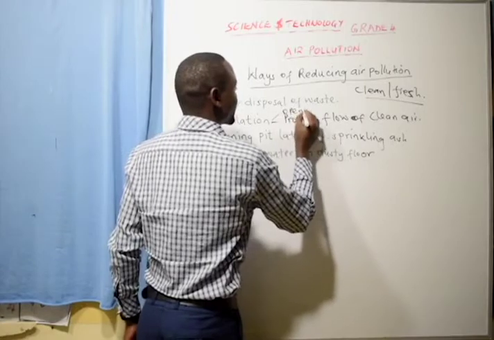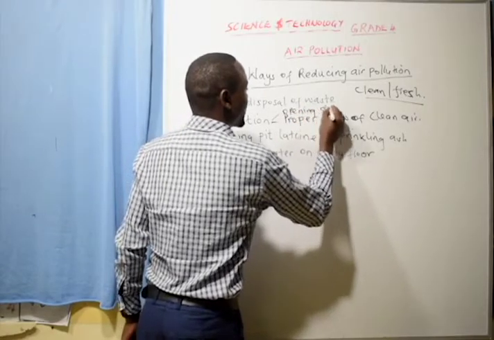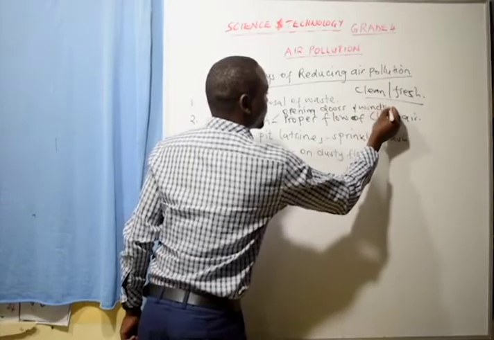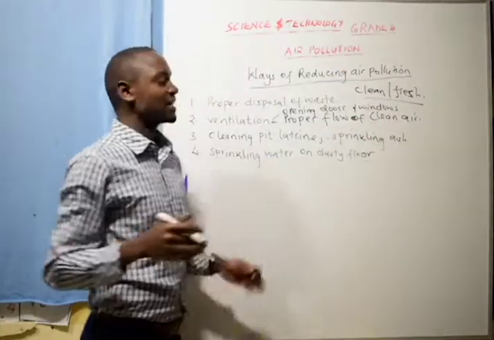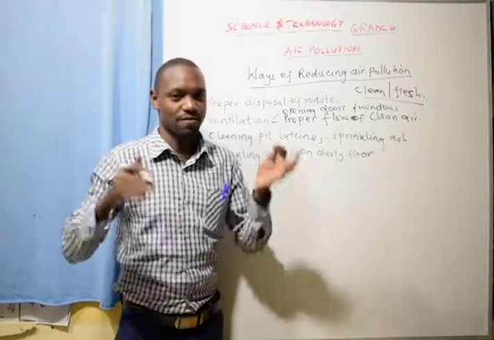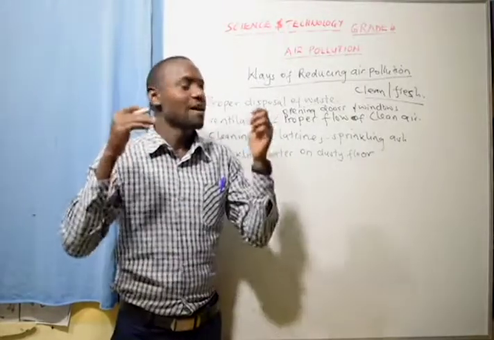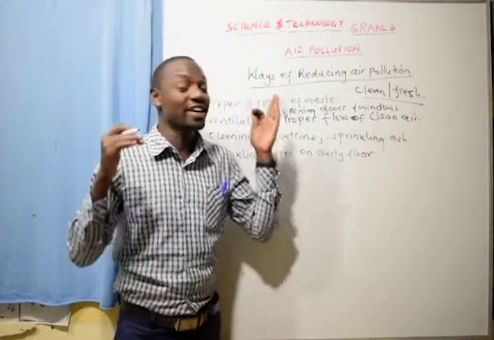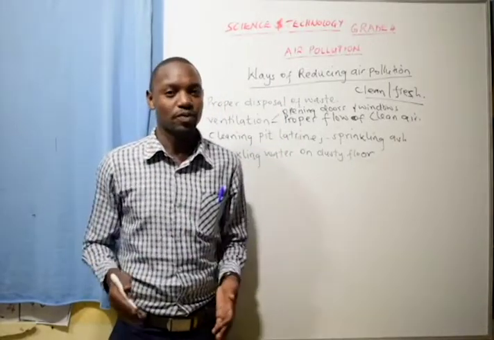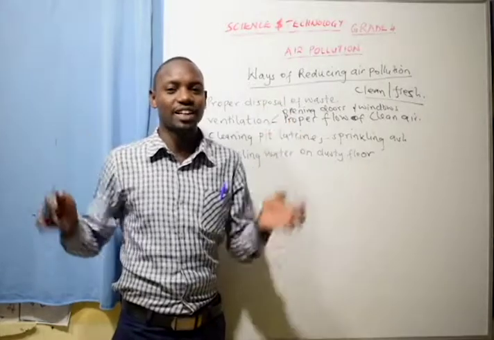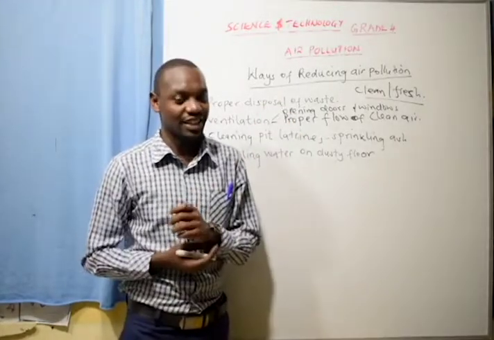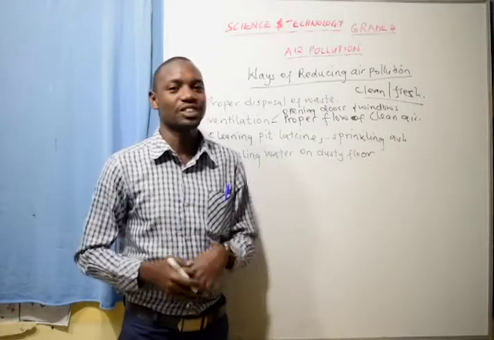Opening doors and windows is a way of ensuring proper ventilation. Ventilation means free flow of clean air and fresh air. For example, when you are in a room, or maybe in the kitchen, don't just close all the doors and the windows.